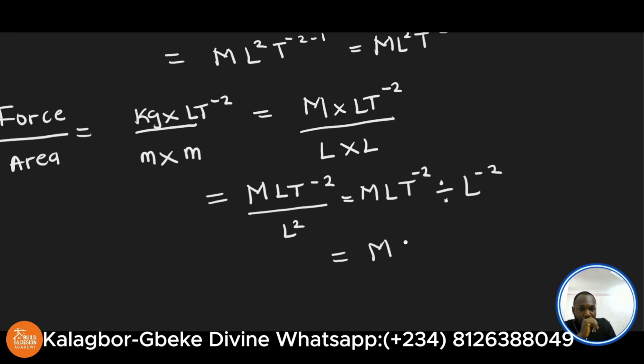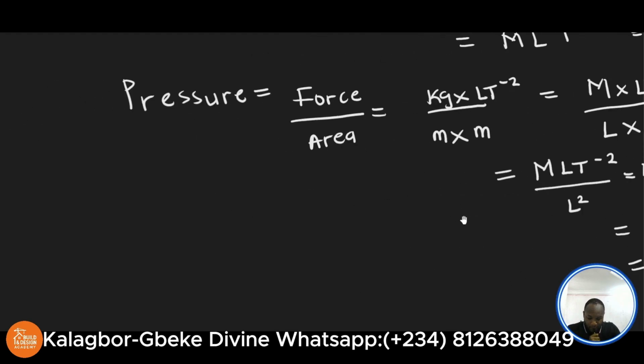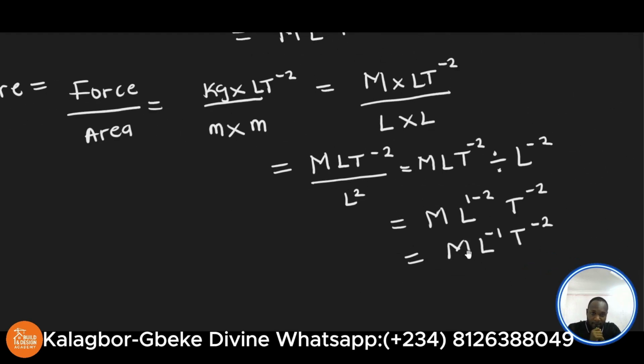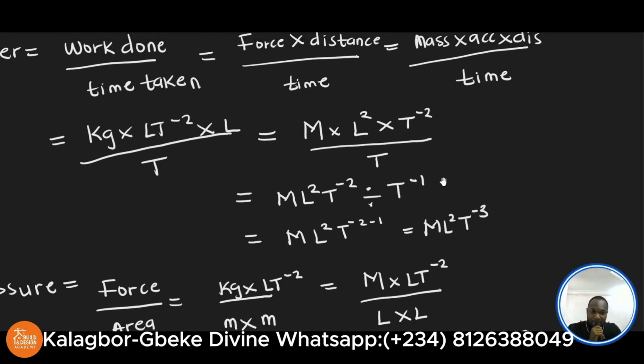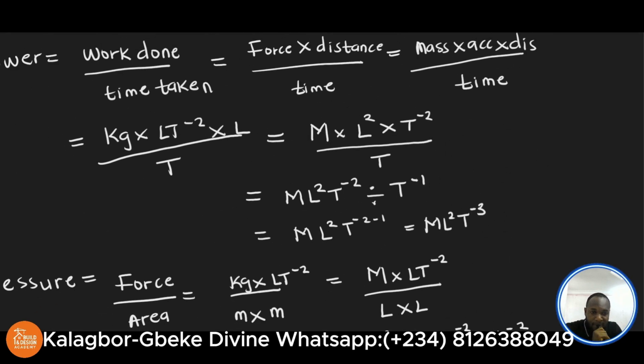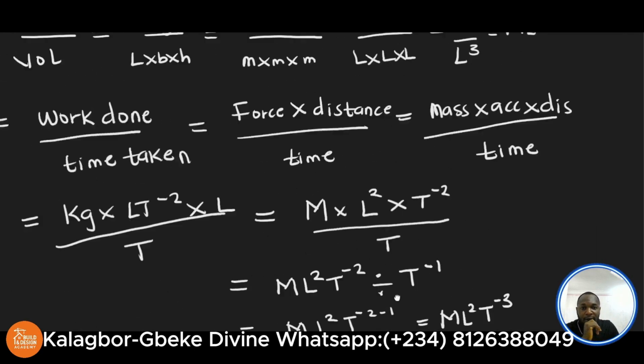So we'll now have M L, that's the power 1 minus the power 2, and T raised to the power minus 2. Our final answer will be M L raised to the power minus 1, T raised to the power minus 2. So that's what we'll have for pressure. Pressure will be M L raised to the power minus 1, T raised to the power minus 2. So let's write it down here. M L raised to the power minus 1, T raised to the power minus 2.